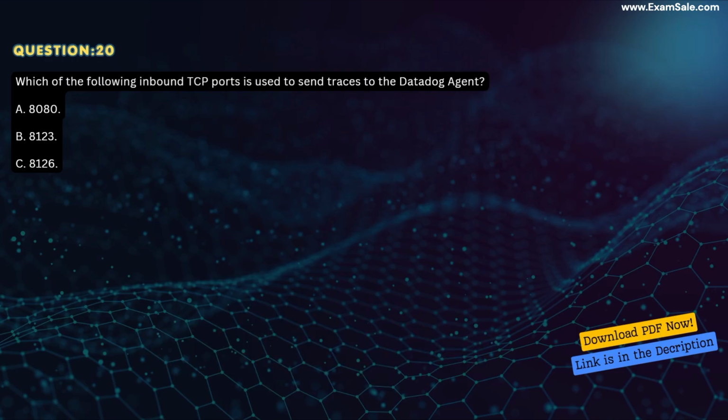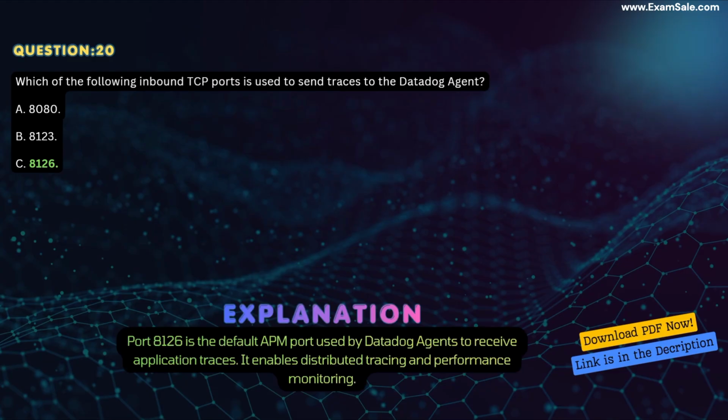Question 20. Which of the following inbound TCP ports is used to send traces to the Datadog agent? A. 8080. B. 8123. C. 8126. Correct answer: C. 8126. Explanation: port 8126 is the default APM port used by Datadog agents to receive application traces. It enables distributed tracing and performance monitoring.